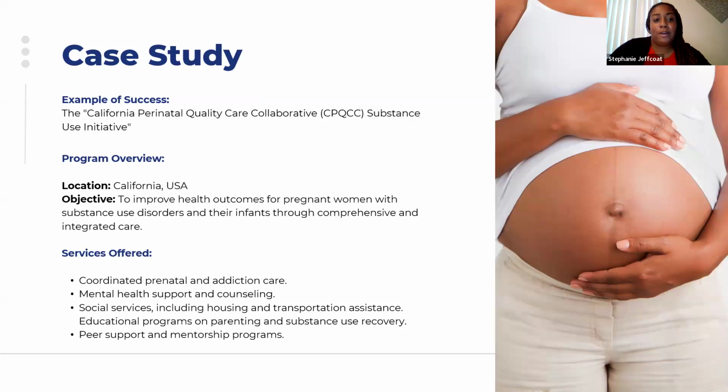And so this is just a case study of an initiative that happened here in California to improve the health outcomes for pregnant women with substance use disorders and their infants. Some of the services offered were coordinated prenatal and addiction care, mental health support and counseling, social services, including housing and transportation assistance, educational programs on parenting and substance use recovery, and peer support and mentorship programs. Going back to housing and transportation assistance, we know that housing is a crucial piece for anybody trying to break free from addiction. It's really hard if you are unhoused and living on the streets to break away from that. So having a safe and stable living environment and an opportunity to break away from some of those things is super important.